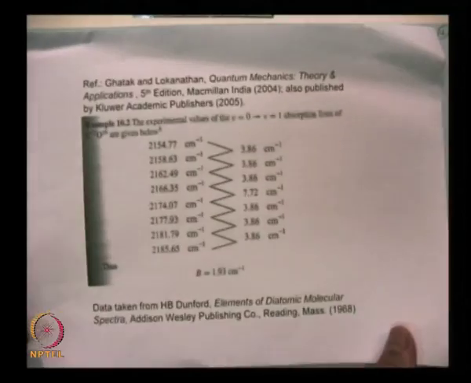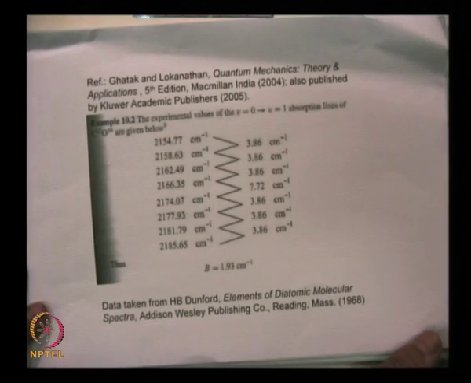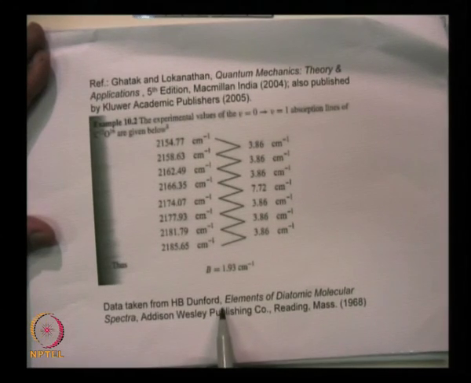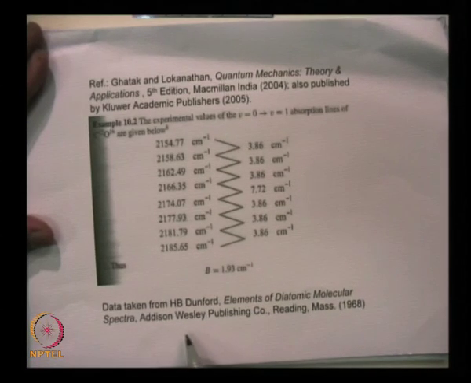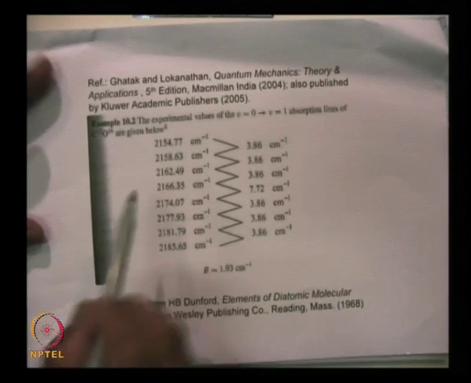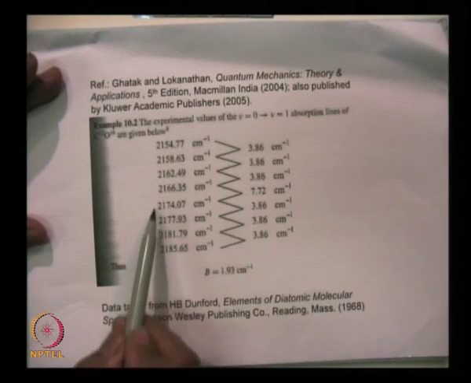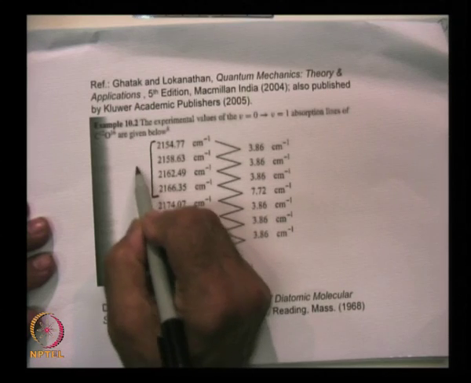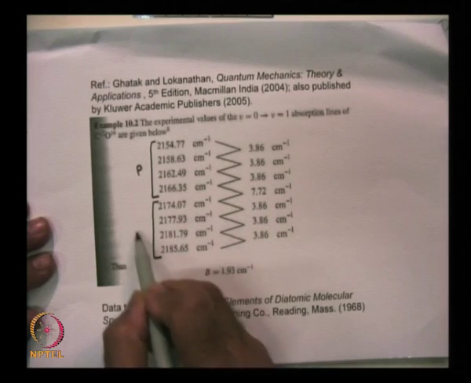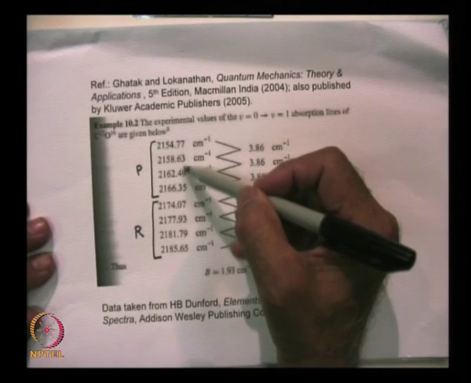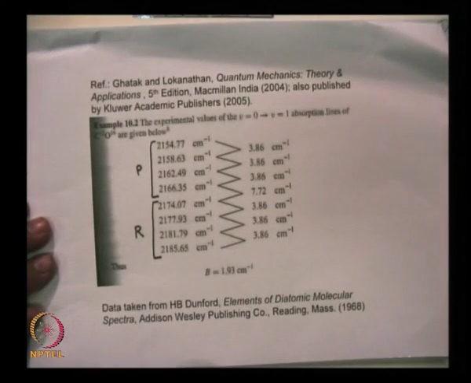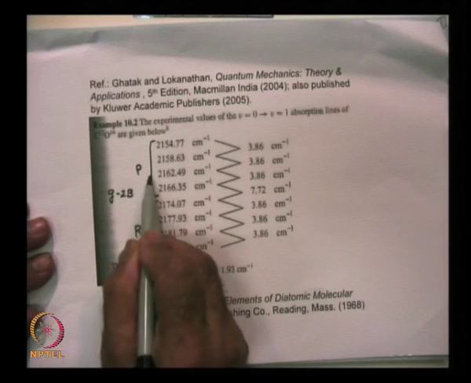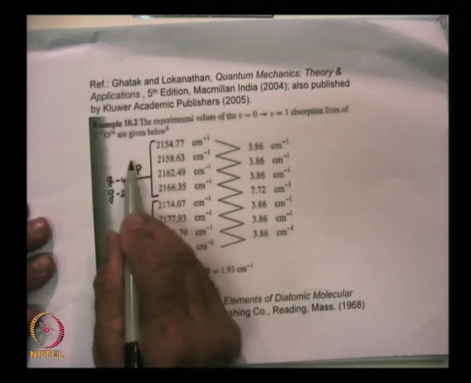Here also, as I will show, this is also discussed in an example in our book by myself and Professor Lokanathan, but the experimental data is actually of H.B. Dunford from Elements of Diatomic Molecular Spectrum, published by Addison Wesley Publishing. So, here also, as you will see, you will obtain equally spaced lines. This is the P branch of the spectrum, and this is the R branch, and the energy difference is equal, which once again validates our theory. So, this is equal to g minus 2b, this is g minus 4b, and g minus 6b, and g minus 8b.